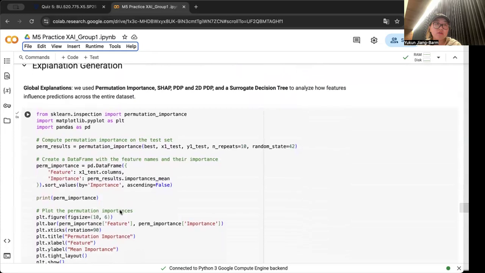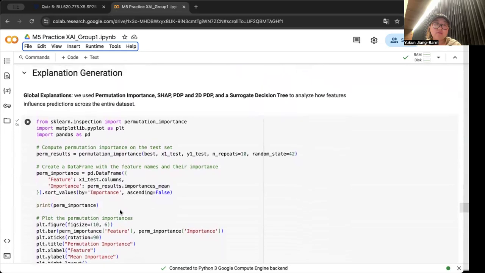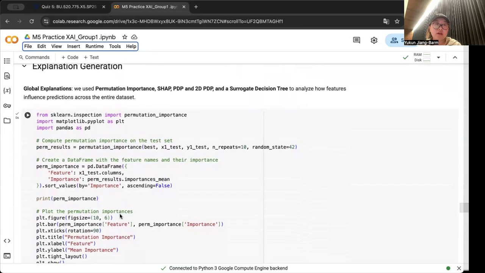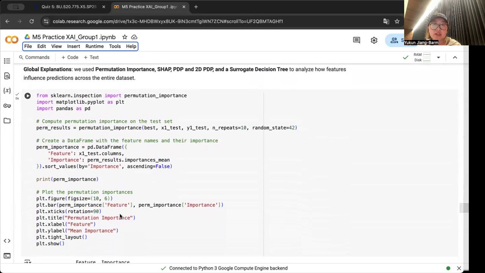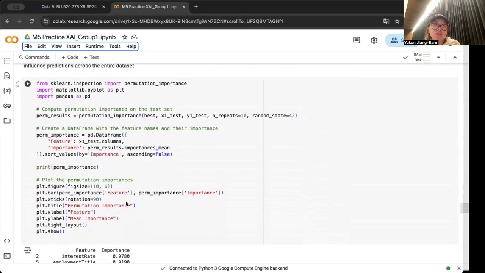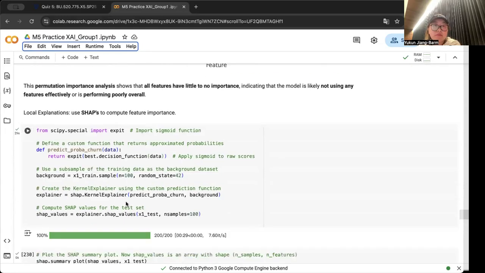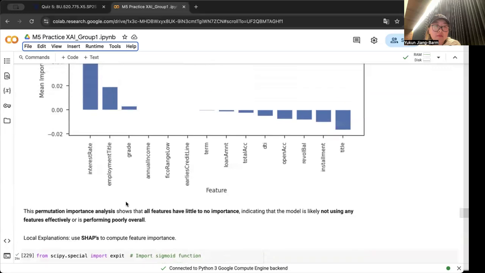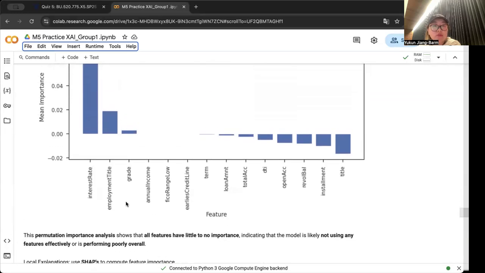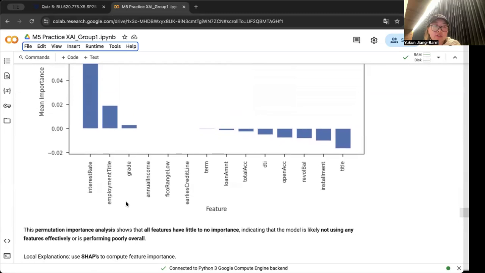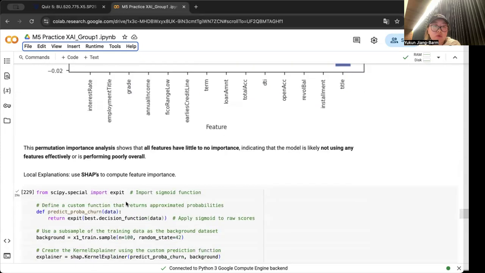We also conducted several XAI methods. For example, global explanations. We use the permutation importance, SHAP, PDP and 2D PDP, and a surrogate decision tree, and also LIME to analyze how features influence predictions across the entire data set. This permutation importance analysis shows that all features have little to no importance, indicating the model is likely not using any features effectively or is performing poorly overall.